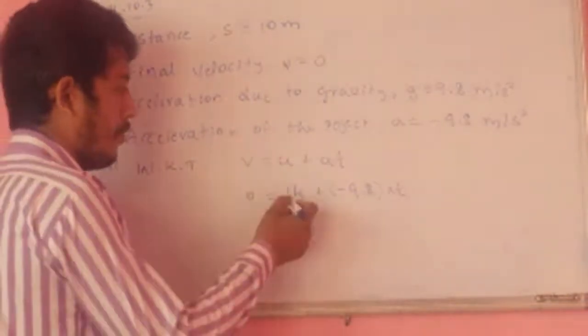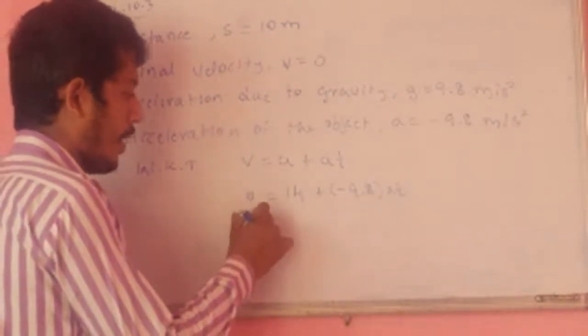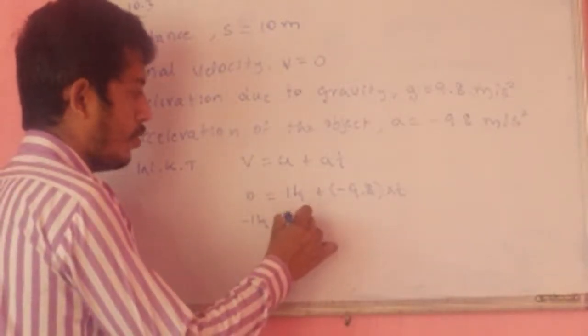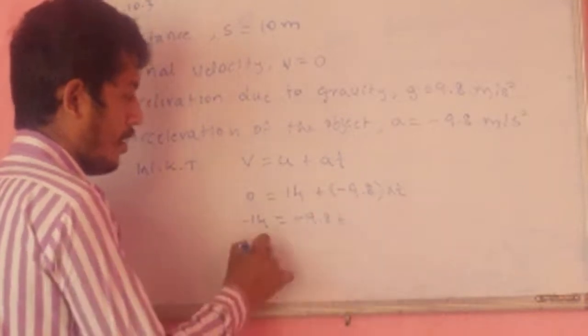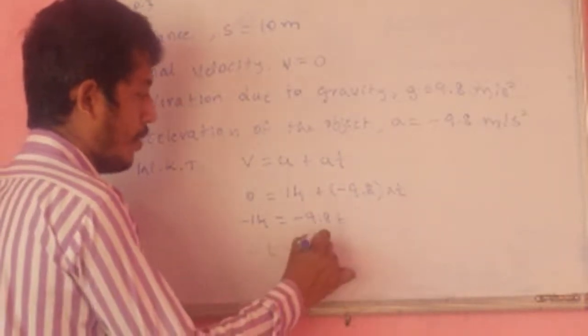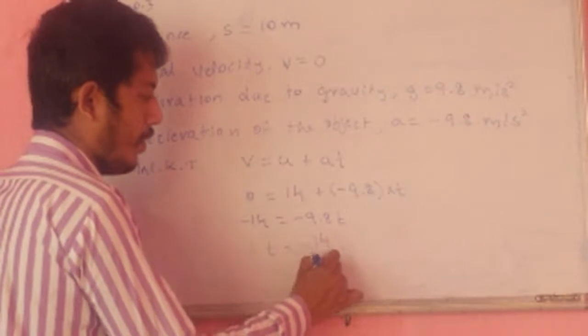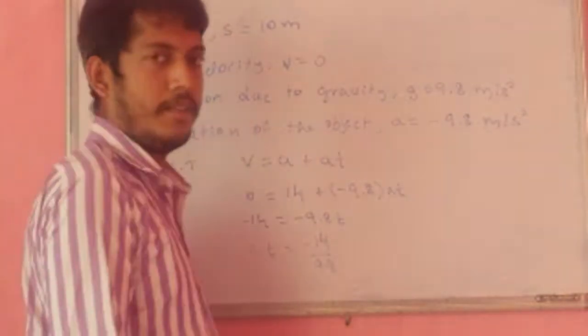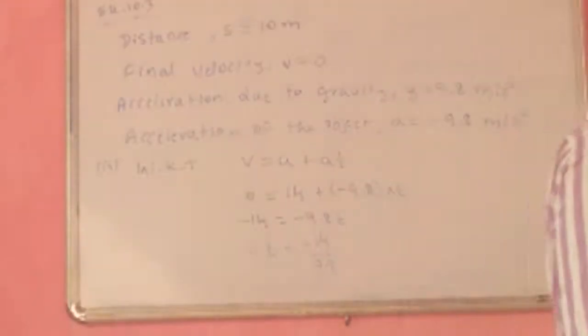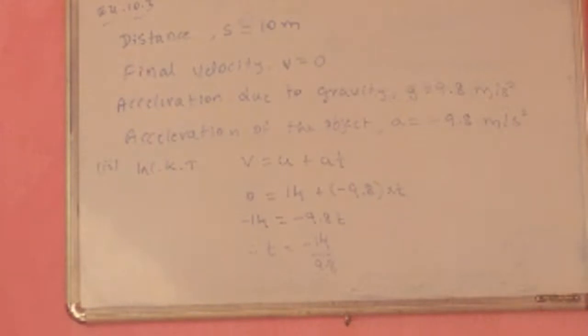So 14, when it comes to the other side, it becomes minus 14 equals minus 9.8 into t. Therefore t equals minus 14 divided by minus 9.8. Okay, I think you understood up to this.